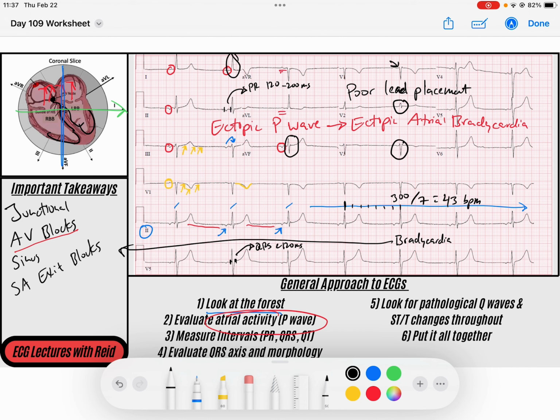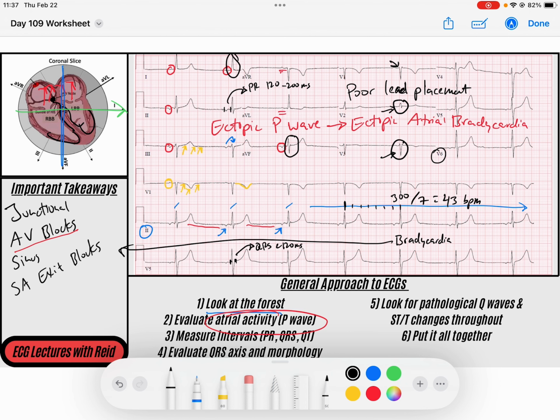That doesn't happen. We don't just get V2 all of a sudden bigger than V3. Sometimes with body habitus, people put things just in the wrong spot. That's okay. But otherwise, we get that transition here to those tall QRSs in V6. So might need to recheck lead placement here.